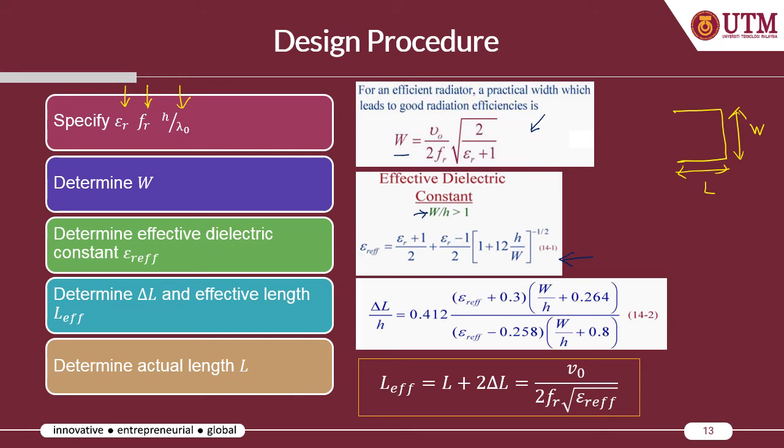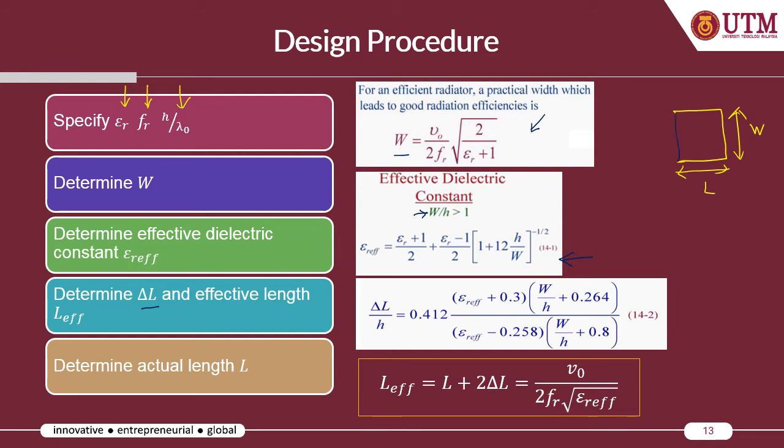Alright, next we need to determine the delta L. So what is delta L? As we have seen earlier, due to the fringing effect, the length of the antenna structure appears longer than its actual length. So the electrical length appears longer than its actual length. Therefore, the difference between the electrical length and its actual length is given by delta L, on both sides.